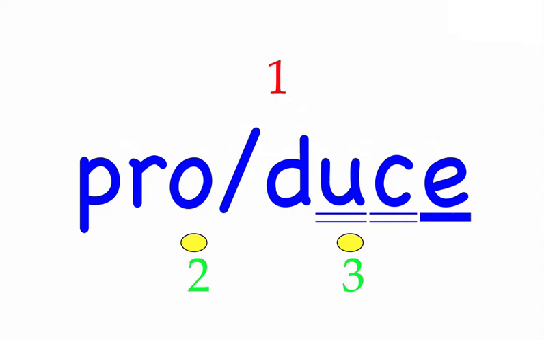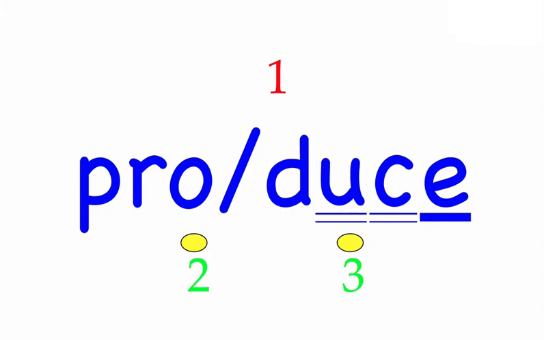In the second syllable of this word, U is representing its second long sound. The second long sound for U is oo. When U represents its second long sound, double underline the U. C is representing its second sound. It's followed by the letter E. When C is followed by E, it always or almost always represents its second sound.